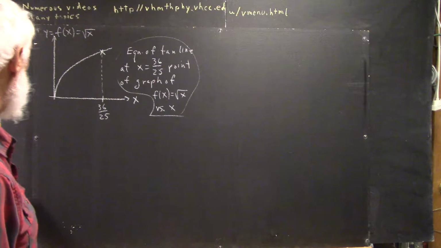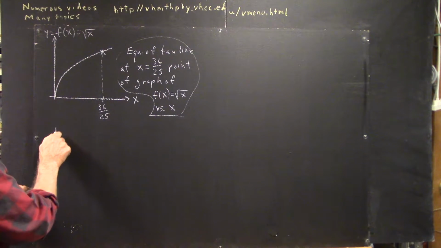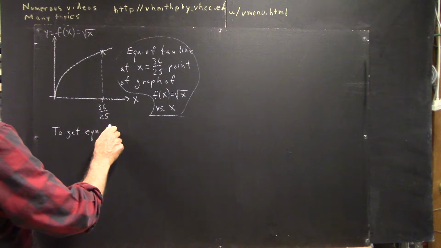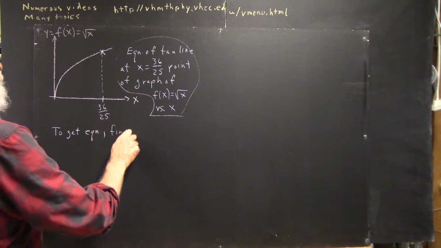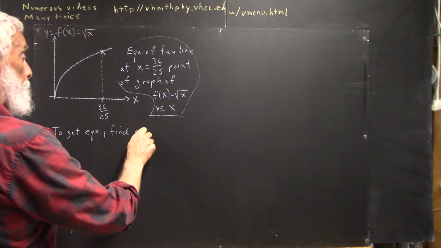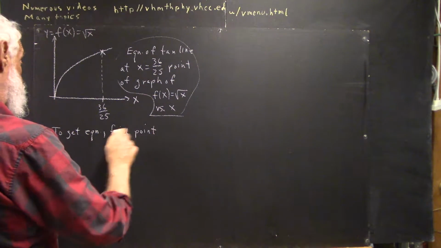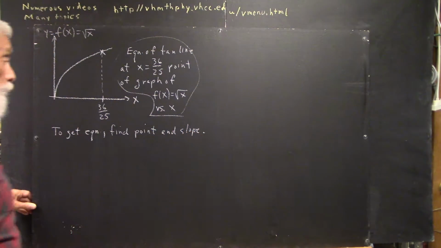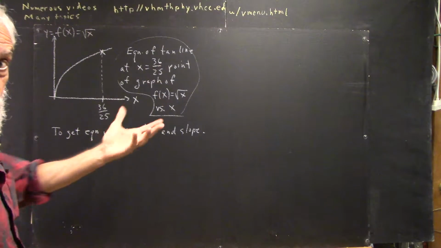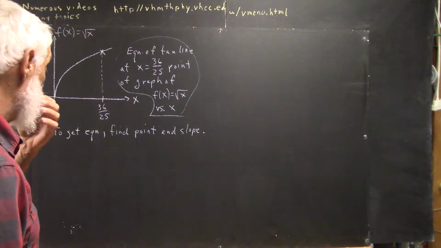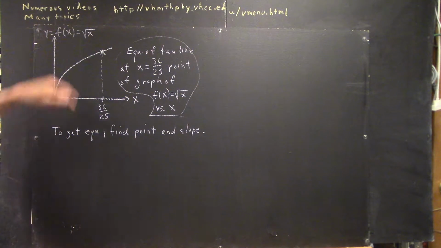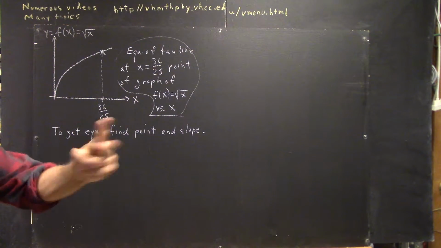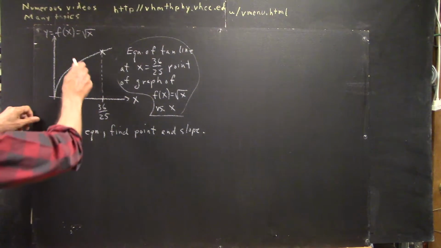Now, to get the equation, find the point and the slope. If we know the point and the slope, it's pretty easy to write down the equation. Okay, so let's see. What's the point? Well, we know the x-coordinate of the point. In order to know the point, we've got to know both the x and the y-coordinate. So what's the y-coordinate?